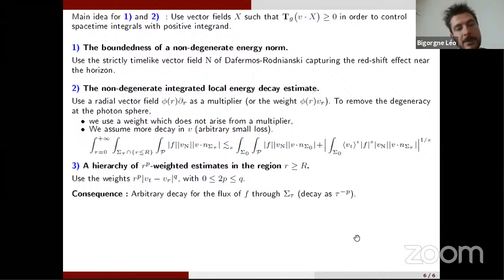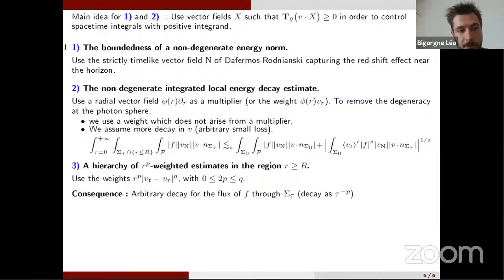Okay, so finally, in this last slide, I will briefly give you the main ideas in order to obtain all the estimates required for using the r^p energy method. For this, we use well-chosen vector fields as multipliers. And in fact, we will need a more general process. But the idea is to use a vector field as a multiplier, so that the error term in the energy estimate will have a good sign. Like that, we will be able to estimate a space-time integral with a positive integrand.